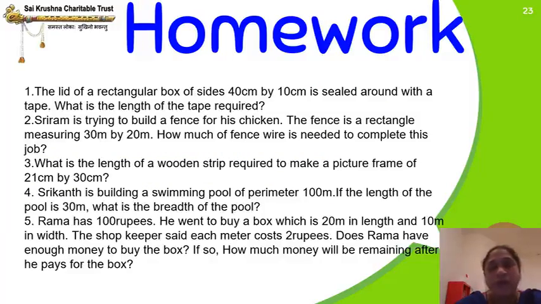So here are some 5 problems for your homework and all these are very easy. You look at the length, breadth, and you know where you have to find the perimeter, where you have to find the cost and all those things, and you'll be good.